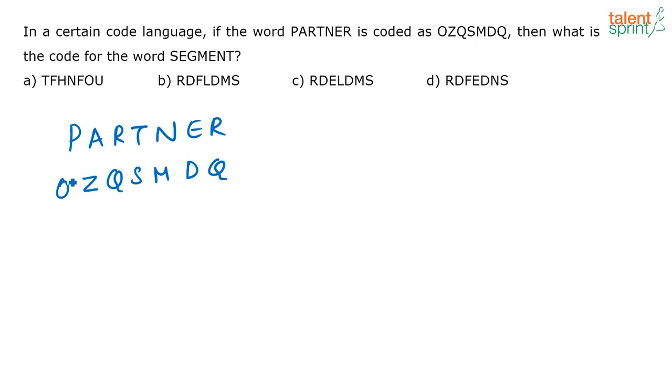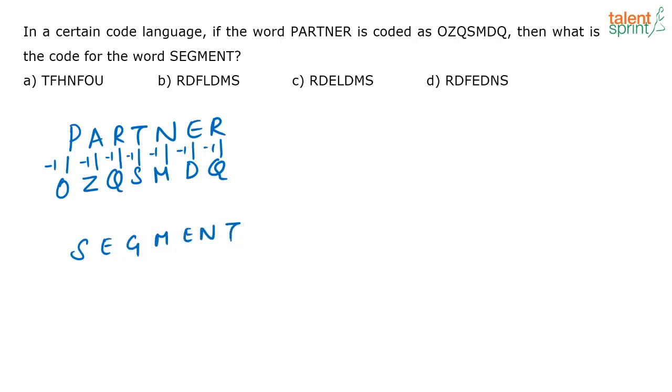See, P is coded as O, A is coded as Z, R is coded as Q. So basically P minus 1 is O, correct? Similarly, A minus 1 is Z, R minus 1 is Q, T minus 1 is S, N minus 1 is M. Basically one letter you are subtracting and writing in the code. That's the pattern that has been followed. So similarly, what will be the code for segment? Very easy question. This is a very easy letter coding.